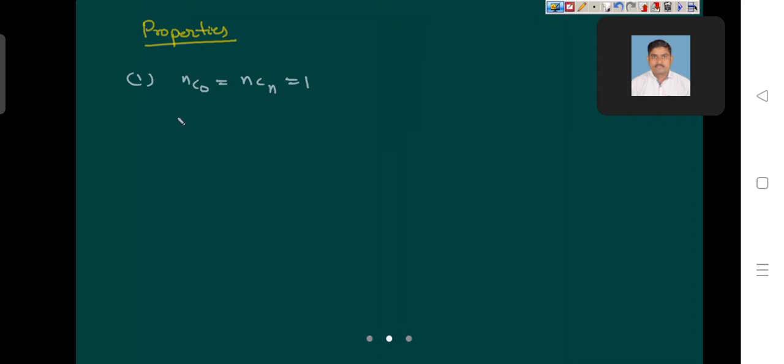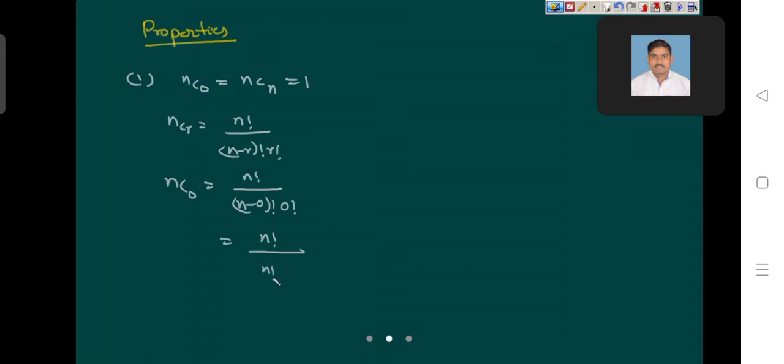Here, you know the nCr formula: n factorial by (n minus r) factorial into r factorial. Now for nC0, put r value 0: n factorial by (n minus 0) factorial into 0 factorial. So this is equal to n factorial by n factorial into 0 factorial, and 0 factorial we already found to be 1. So n factorial by n factorial cancels and is equal to 1.